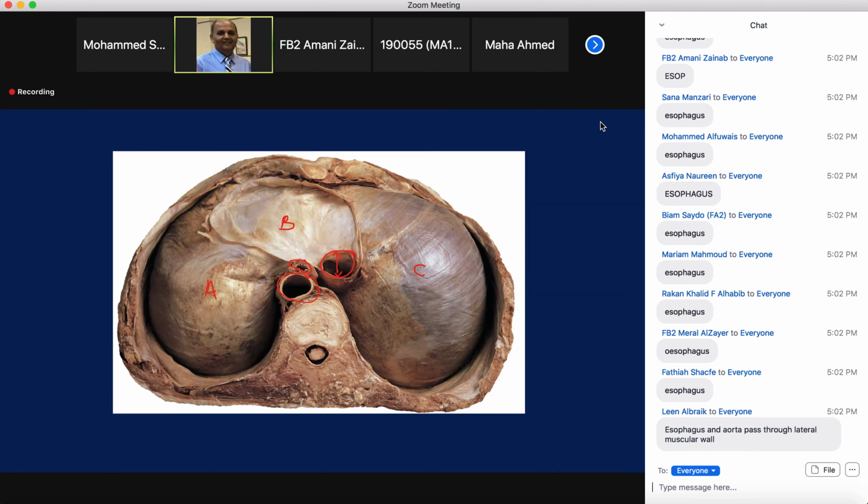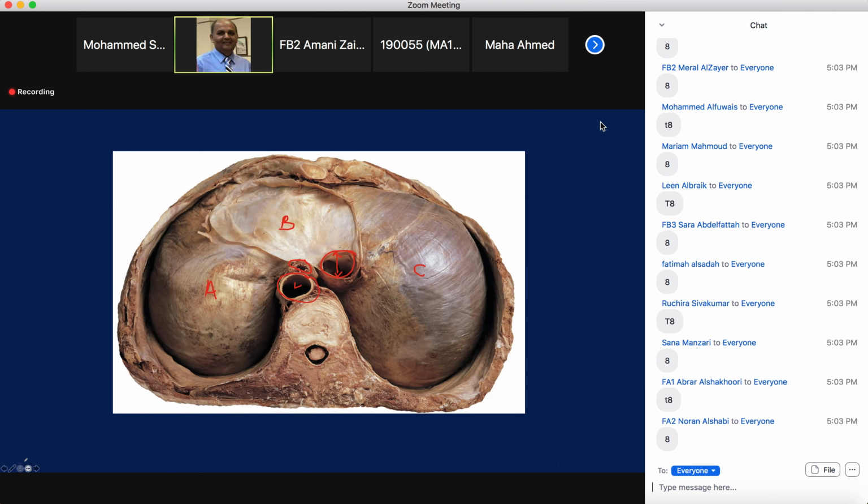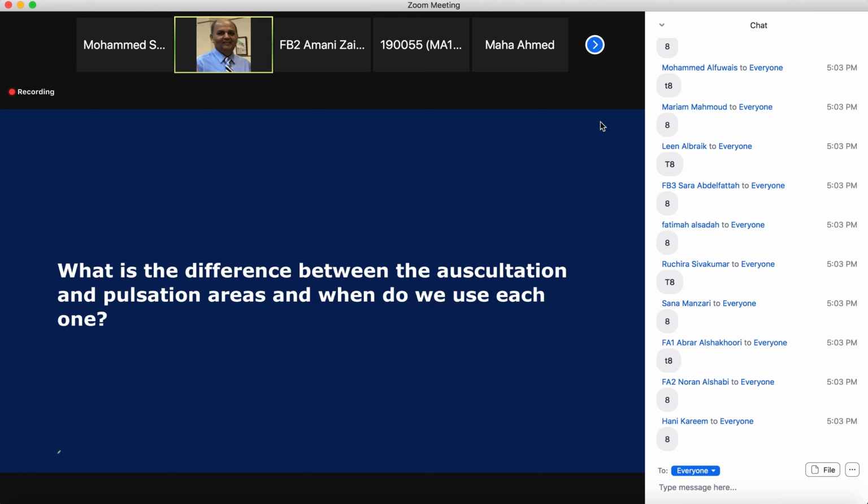Aorta, what level? 12. Excellent. Esophagus, what level? 10. And inferior vena cava? 8. Mashallah, you guys are ready for your exam. I don't see any problem.